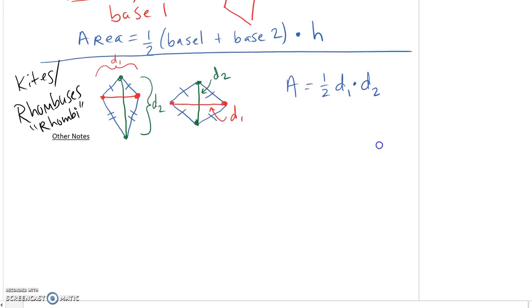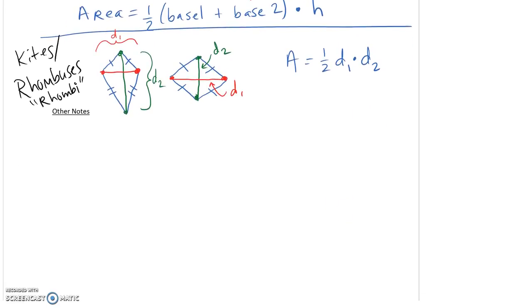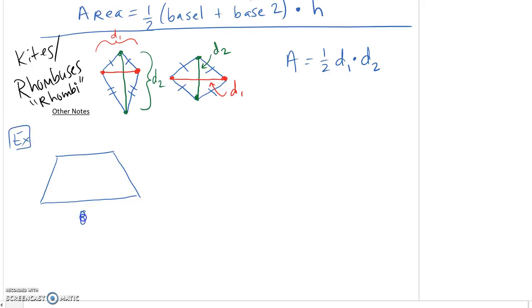So for other notes, I just want to do a couple examples. I'll do an easy example where they give you the information and one where they don't. So I'll start with just a regular old trapezoid where they give you all the information that you need. So we'll say the bottom of this is 8 feet and the top of this is 6 feet, and that the height is 5 feet. It is a trapezoid, so these two guys are parallel to each other.